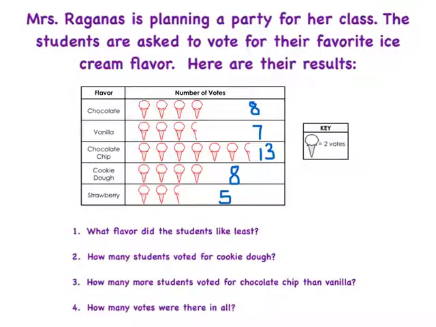Now, it's going to be easier to answer my questions. Number 1, what flavor did the students like the least? That means my smallest number. The smallest up there is a 5, and that represents the strawberry. So fewer students wanted strawberry.